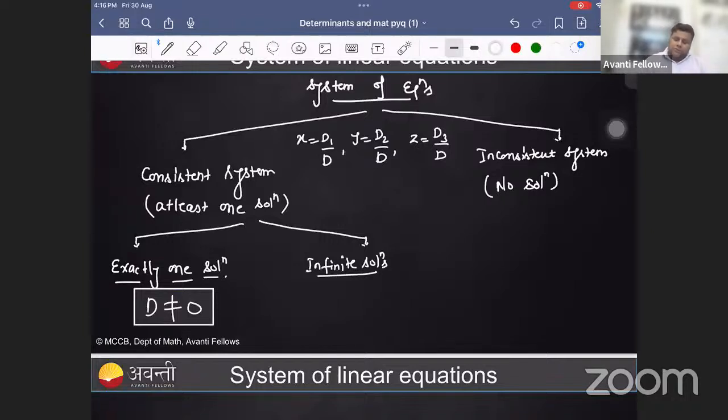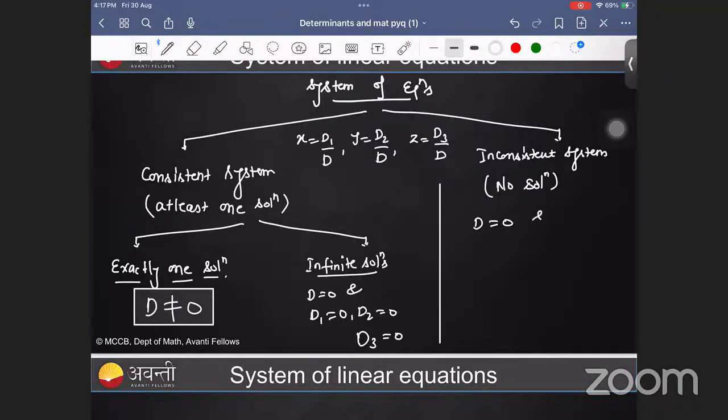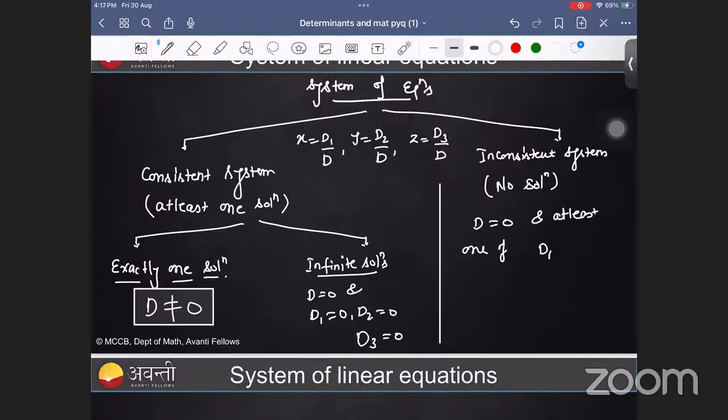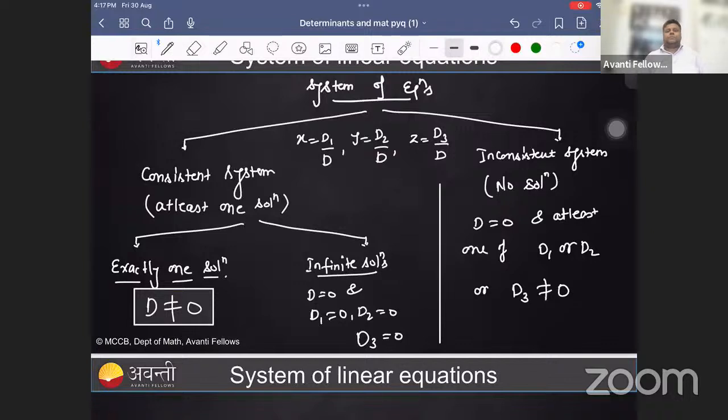Got it? Now, for infinite solutions, this D should be 0 as well as D1 is 0, D2 is 0, and D3 is 0. So, for infinite solutions, D is 0 as well as D1, D2, D3 all are 0. And an inconsistent system means D is 0 and at least one of D1 or D2 or D3 is non-zero. All right.